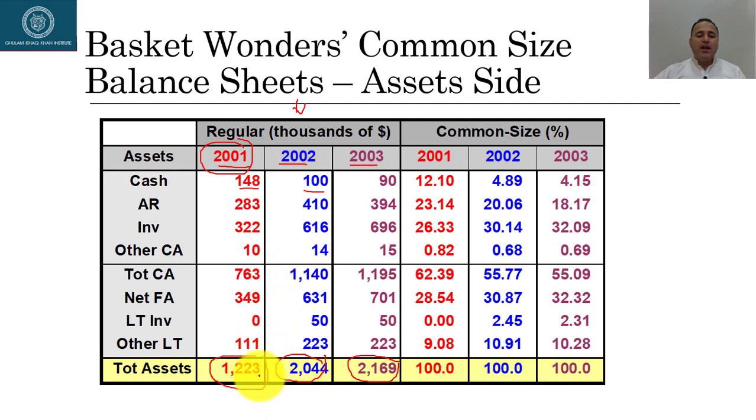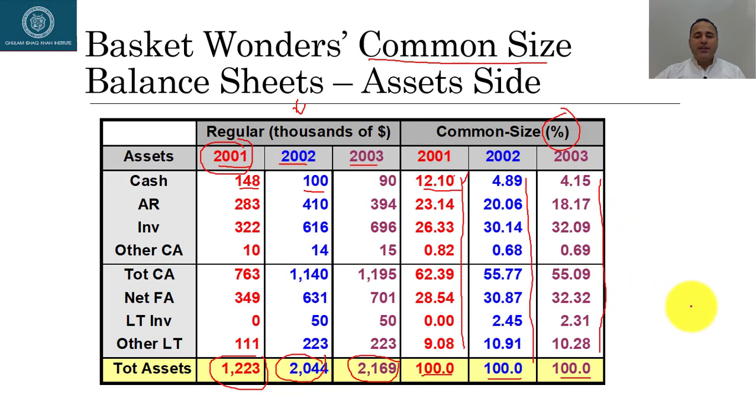So what we are doing right now is bringing them to a common size. That's why it's called common size. Everything is converted into 100. And how do we do that? We divide, let's say, cash 148 by this total assets, and we get this number. This is a percentage number, by the way. And total assets, of course, if I divide 1,223 by the same number, I get 100%. So if you add everything here, it should add up to 100%. We do exactly the same thing for 2002 and for 2003.